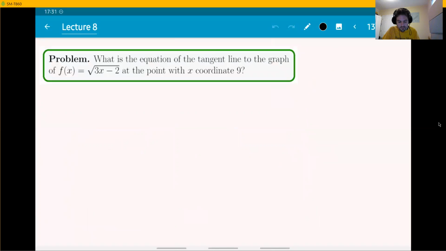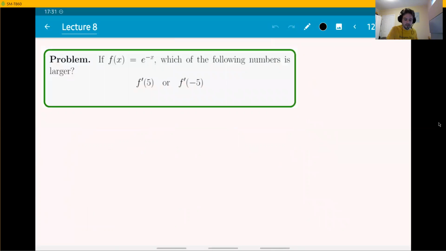Let me just see. This one should probably be the last example for today's class, and then we'll be done. I'm giving you a function which is e to the minus x. Which of the following numbers is larger, f prime of 5 or f prime of -5? Now, if you knew how to differentiate the exponential function, which we will learn soon, then you could just calculate these numbers and see which one is larger. But we don't know how to differentiate. We have to be clever about how to find out which one is larger.